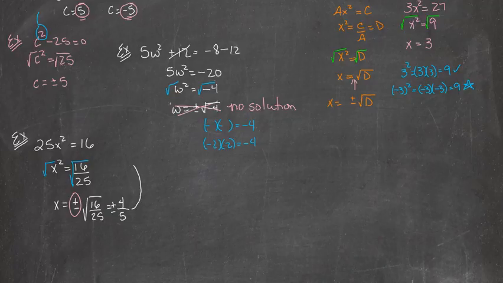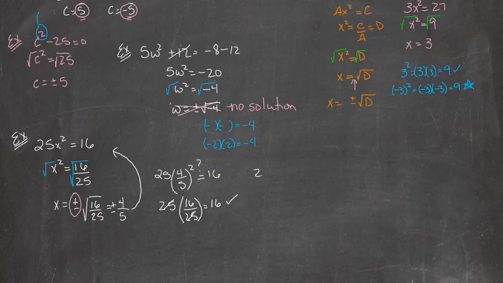And if I were to check my answer, which at this stage of the game we're often still checking, 25 times 4/5 squared equals 16. So that's 25, and we don't know if that's true. We're checking our answer. Well, 4 squared is 16, and 5 squared is 25, equals 16. The 25s cancel. 16 equals 16. That's true. Check the other one. 25 times minus 4/5 squared equals 16, and we're not sure if that's a solution.